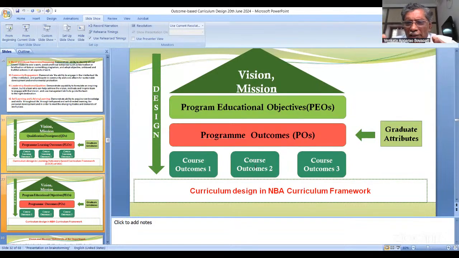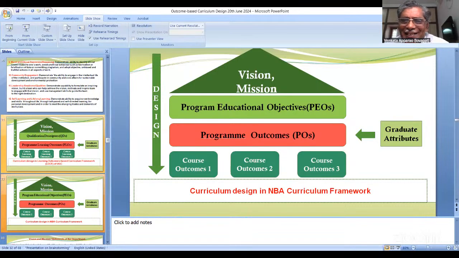So please look at this slide, sir, thoroughly. When we talk about vision and mission, vision and mission are related to the department. Institute has its vision and mission. But each department should have vision and mission. College of Engineering and Management department should have its own vision and mission.